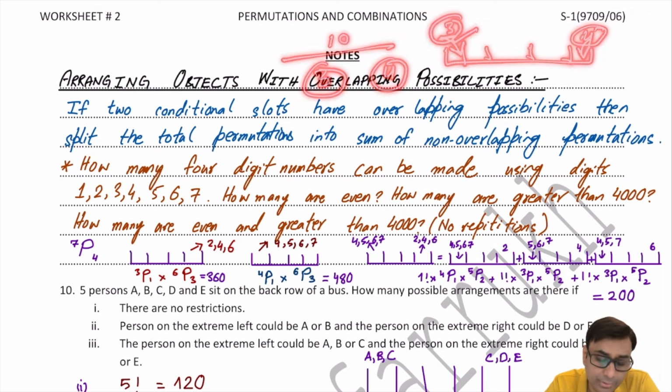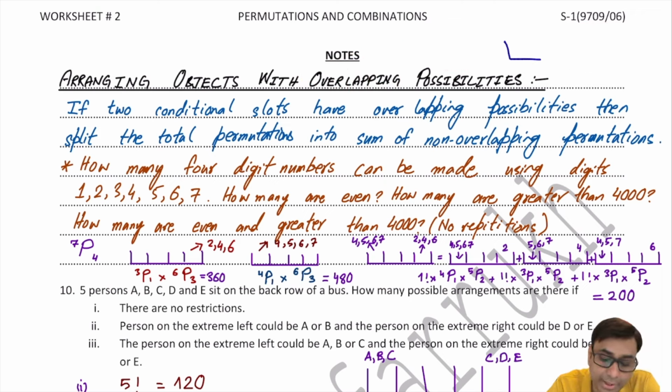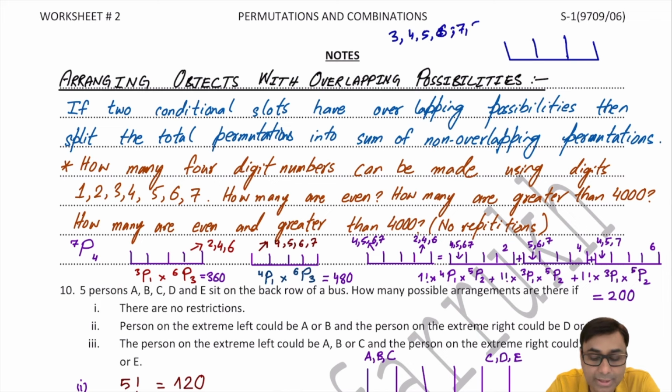For example, I'll make a simpler example here. I have to make a 3-digit number with the digits that are available, which are 3, 4, 5, 6, 7, and 8. And let's say my first digit could be 3 or 4, and my last digit could be 4 or 5.